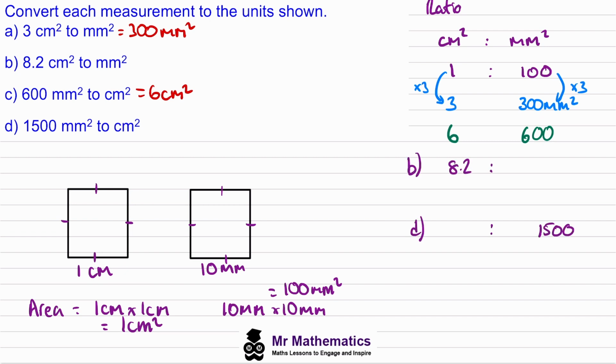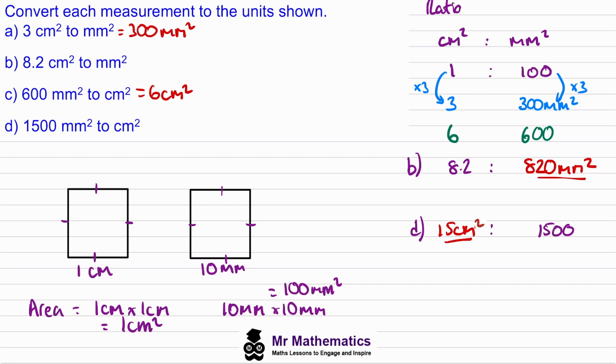Okay, so welcome back if you had a go. So for question B, 8.2 centimeters squared, well, we'll multiply the 1 by 8.2. We'll do the same to the right-hand side, 100 multiplied by 8.2, and this will give us 820 millimeters squared. And then for part D, well, looking at the right-hand side now, we'll have 100 times 15 to make 1500. Then we'll multiply the 1 by 15, and this will give us 15 centimeters squared, okay?